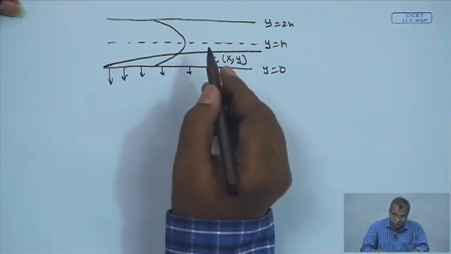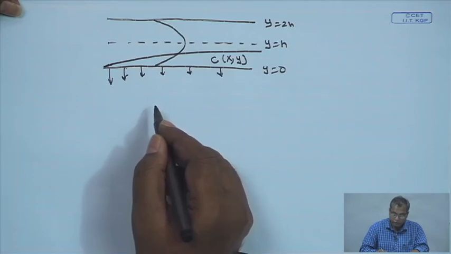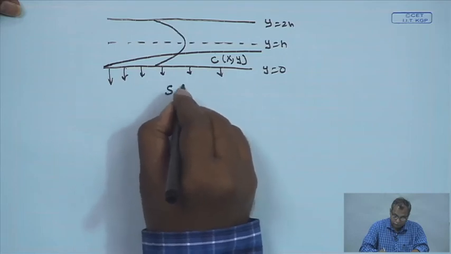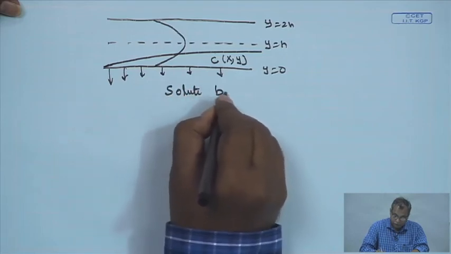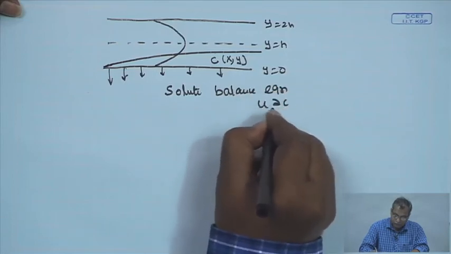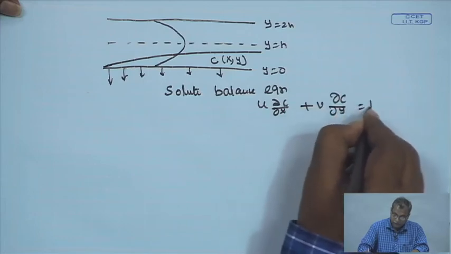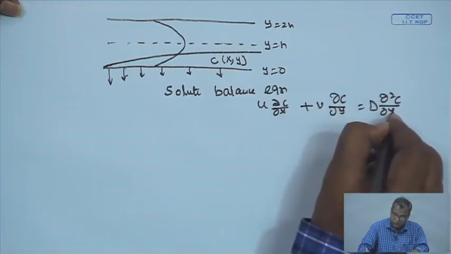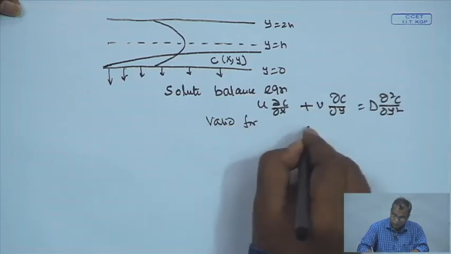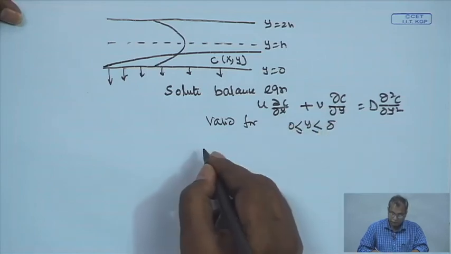So, therefore, our governing equation, the solute mass balance equation, u del c del x plus v del c del y is equal to D del square c del y square, is valid for y lying between 0 and the thickness of the mass transfer boundary layer.